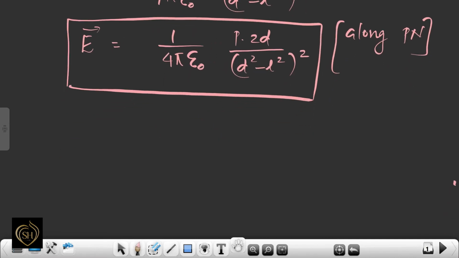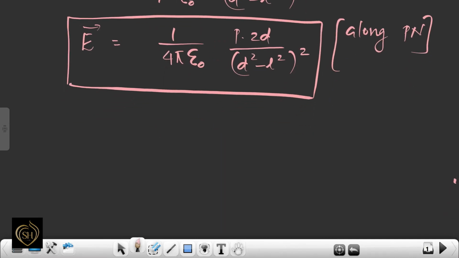Now, what will happen if D is very much greater than L, or the point P is very much distant from our dipole? Or we can say that if our dipole is a short dipole, that means the value of L is very small compared to D. In that case, we can neglect the term L.